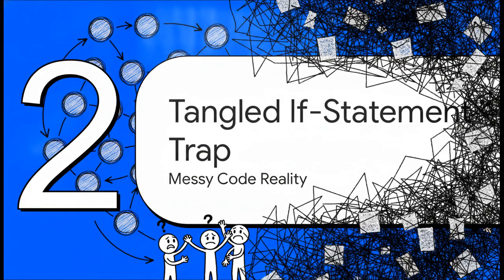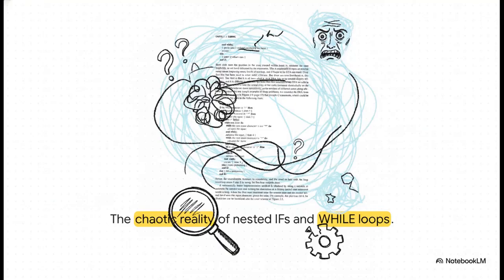Section 2. The tangled if statement trap, messy code reality. Now there is very often a gap between the pristine elegance of a theoretical model and the messy reality of actually writing the code to make it work. When programmers try to translate those beautiful circles and arrows using ad hoc brute force coding methods, well, chaos ensues. We end up with a wildly complex block of nested if statements.